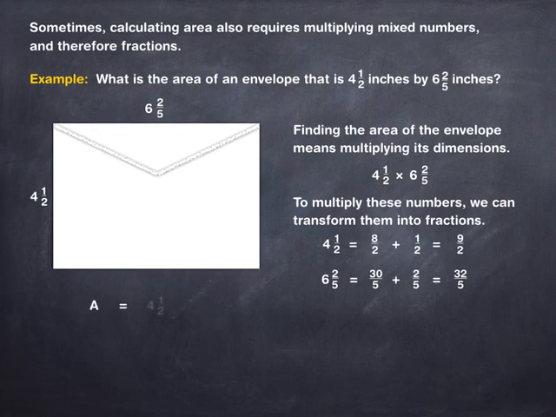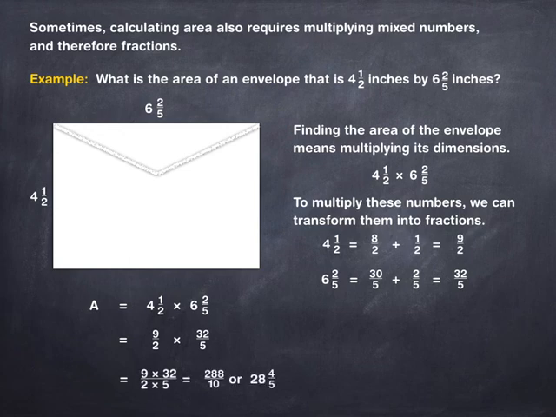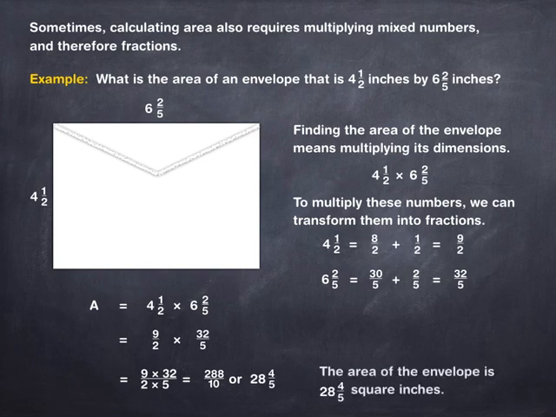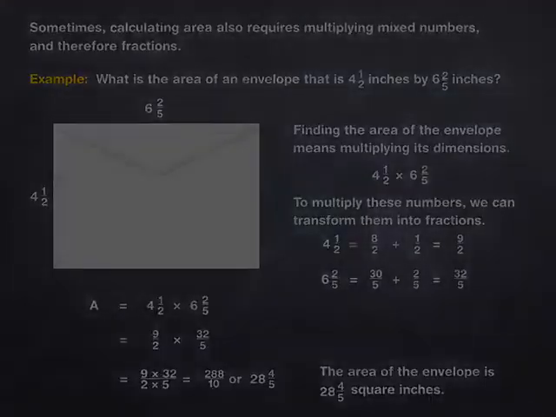Area is equal to 4½ times 6 2/5, which is equal to 9/2 times 32/5, which is equal to 9 times 32 over 2 times 5, which is equal to 288/10, or 28 4/5. The area of the envelope is 28 4/5 square inches.